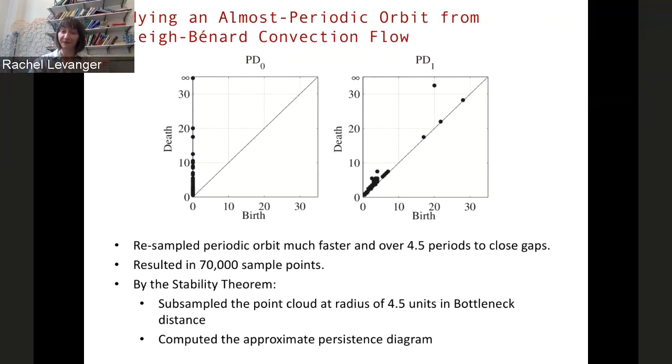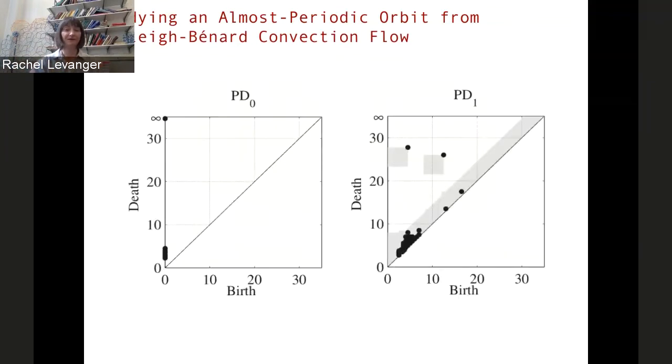But by the stability theorem, if we subsample the point cloud at a radius of 4.5 units in bottleneck distance, so this is about the width of a consecutive sample point if you look at the resolved dynamics, and then compute the approximate persistence diagram, this is the picture that we get. So we now have coalescence into a single dynamical structure at 4.5, and then we have the birth of a loop also at radius 4.5. So this is going to be your primary periodic orbit structure.